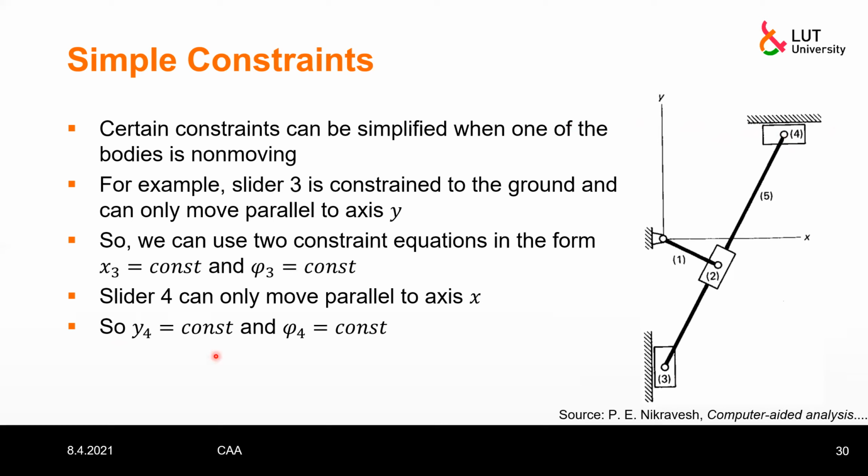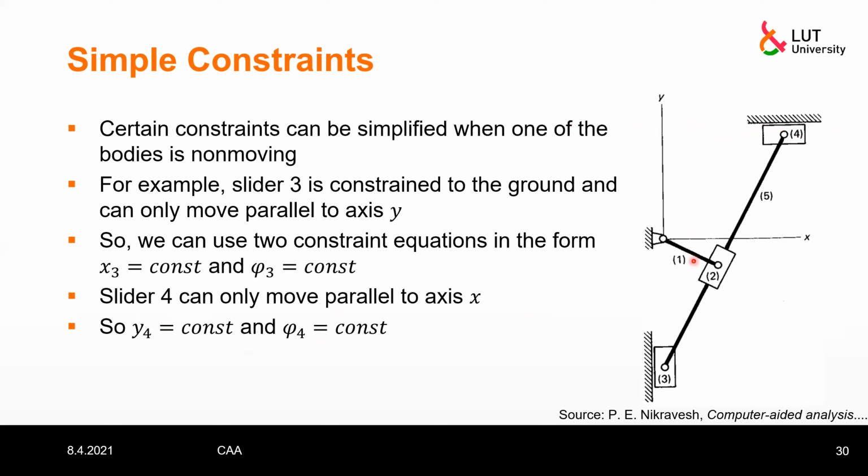Also rotation. Okay, it's not with respect to body 4. It's the location y of that coordinate frame that is always constant. Also, the angle of rotation of this body is always constant because as it moves like here, it cannot rotate in one or another direction.